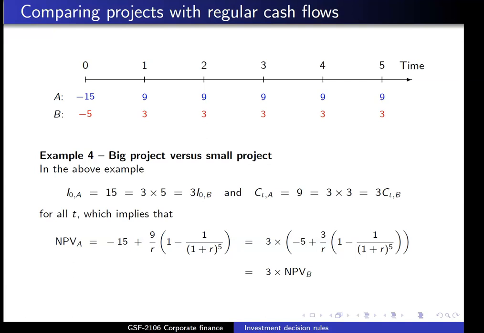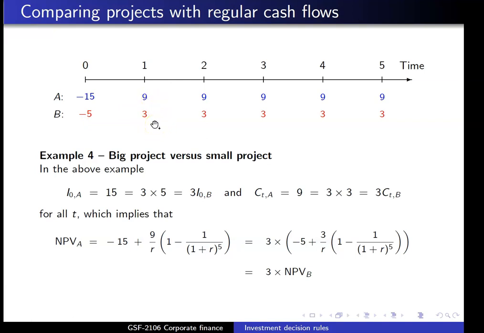Okay, we have regular cash flow. When I mean regular cash flow, there's no bump, either down or up. So we have here two projects, A and B, one big, one small. A is big, B is small. When you look at this example, 15 is 3 times 5 and 9 is 3 times 2.